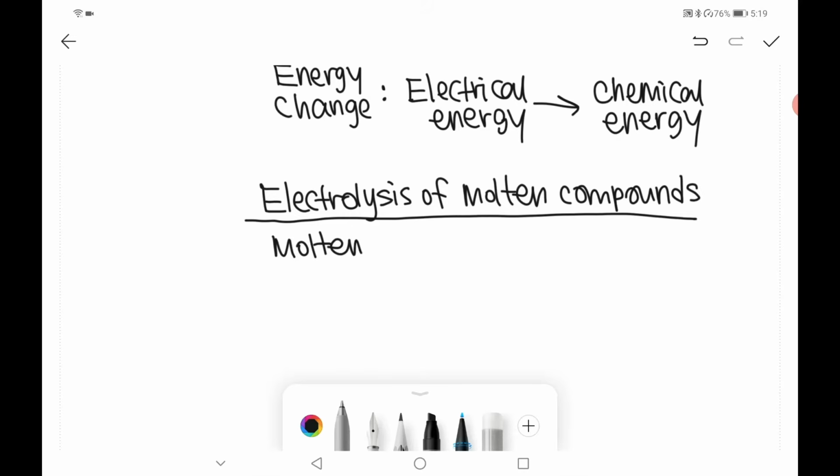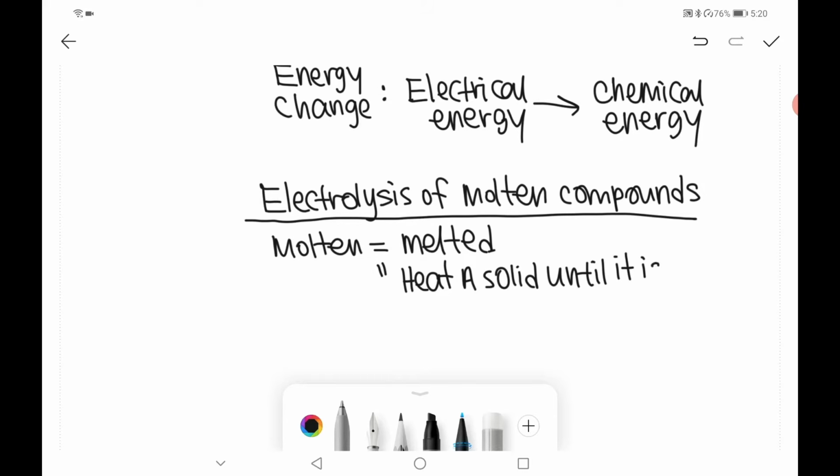So what is molten? We learned it in the last lesson. Molten stands for melted, okay? So how do we get the molten form? We just heat a solid, until the solid is melted to form a liquid. When the solid fully melts, it forms a liquid. The liquid that we get is called molten.